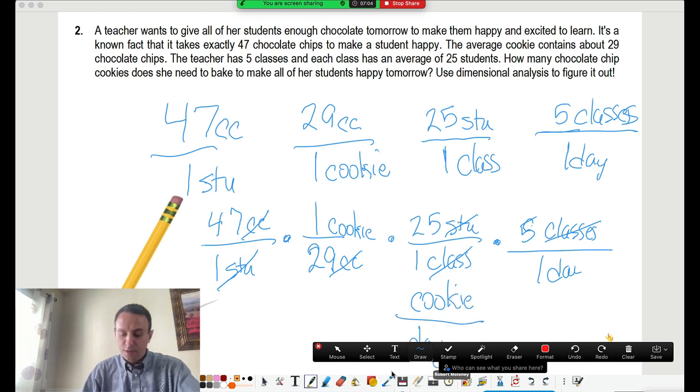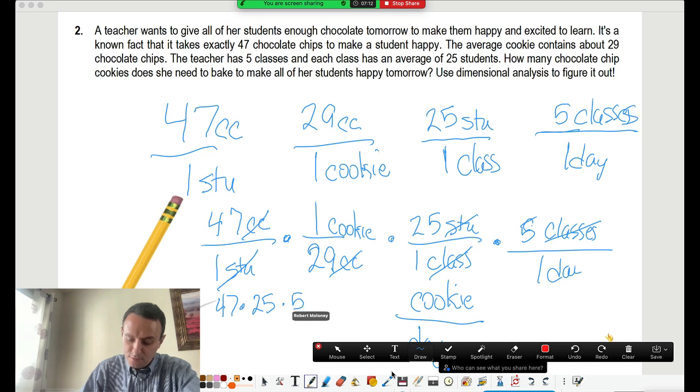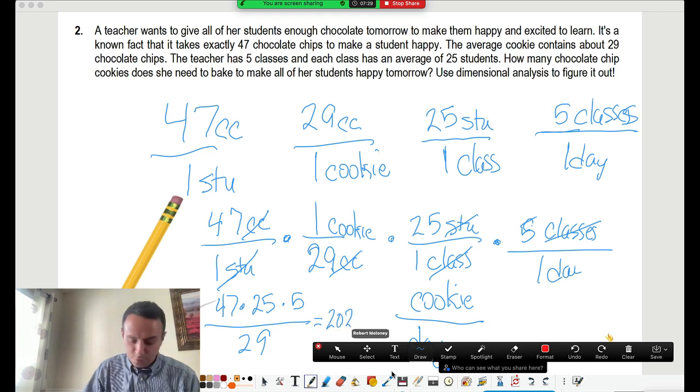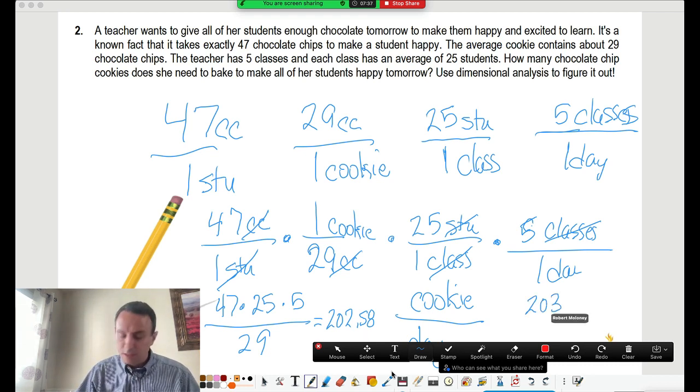So now I'm going to do the math. Really what it breaks down to is 47 times 25 times 5 divided by 29. So I'm going to get out my handy dandy calculator sitting over on the side of my desk, and 47 times 25 times 5, and then I'm going to divide that by 29. The answer is 202.58. Now I can't make 5/8 of a cookie, so I'm going to have to plan that I really need 203 cookies per day. That's my answer.